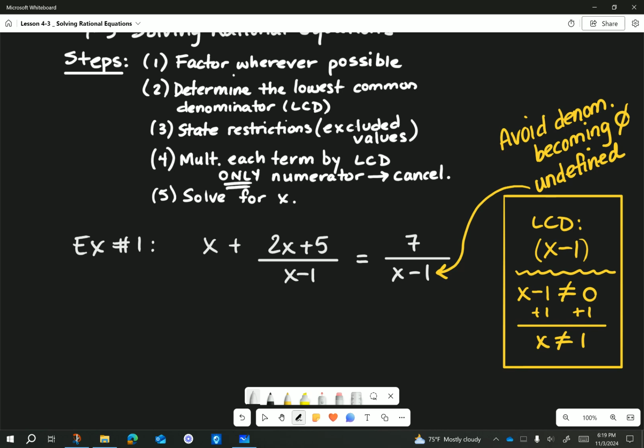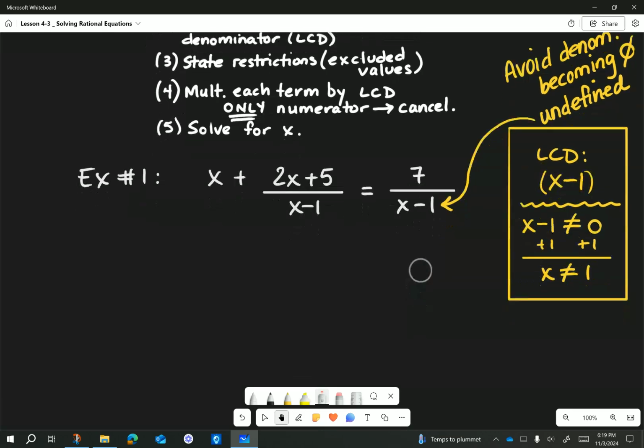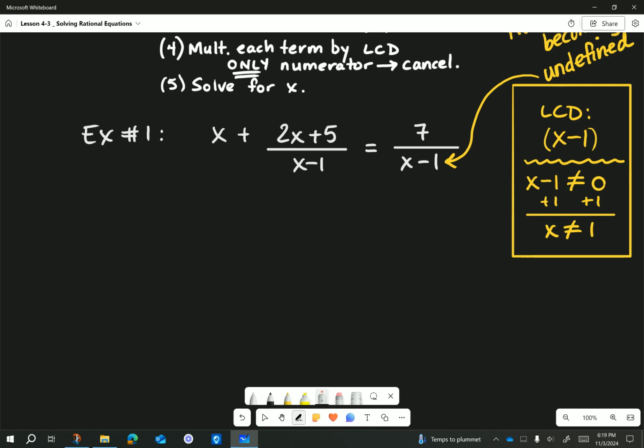So let's move on to step number 4. We are now going to multiply each term by the LCD. This term, and this term is going to be multiplied by the LCD. But notice that I said only the numerator, okay? So this equation right here that's written in white, I'm going to rewrite it, and anytime I multiply by the LCD, I'm going to write it in yellow with x minus 1 so you can see and it stands out exactly what we're doing in step number 4.